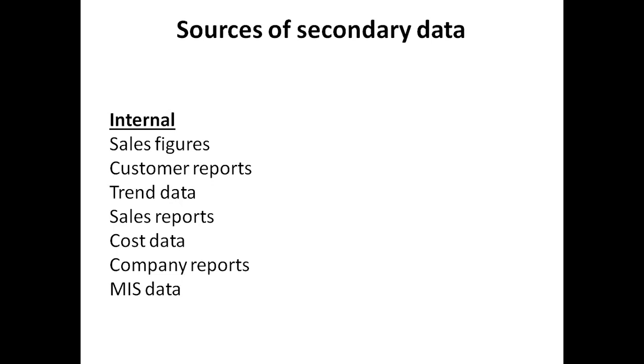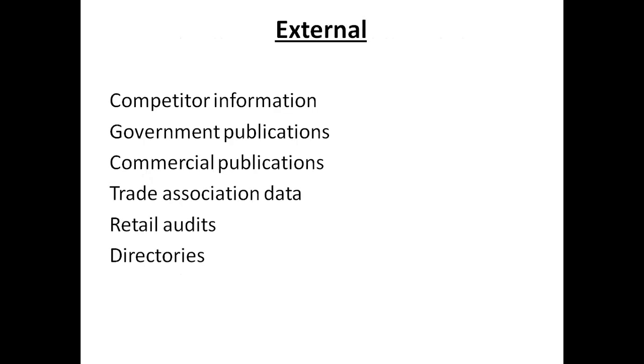A researcher can use these sources for gaining background as well as insight about the problem, and this information can be utilized for any purpose. These data are quickly accessible and cheaper. Then we'll go to external data sources: competitor information, government publications, commercial publications, trade association data, directories, retail audits.